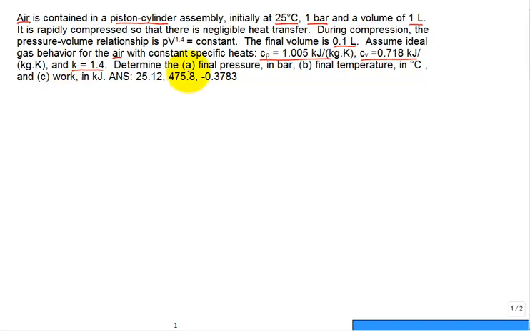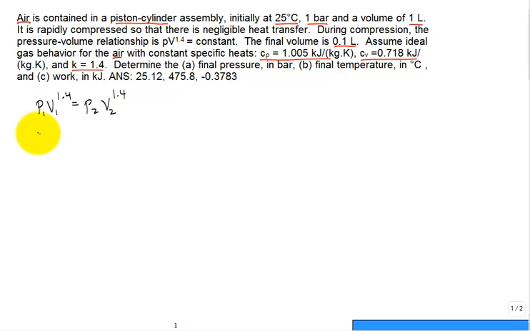Determine the final pressure in bar, the final temperature in degrees C, and the work from the perspective of the system being the air, in kilojoules. Okay, so the final pressure. Well, they've given the polytropic process, so we have that the pressure at state 1 times the volume at state 1 to the 1.4 is equal to the pressure at state 2 times the volume at state 2 to the 1.4.